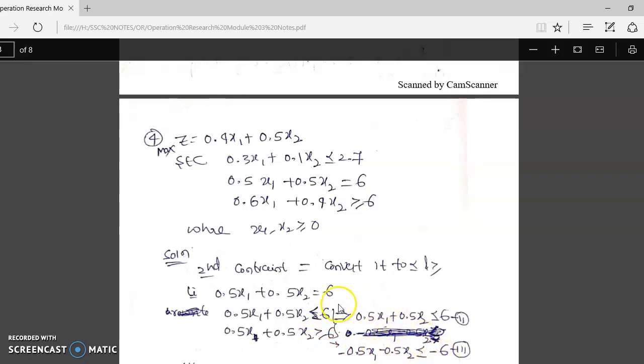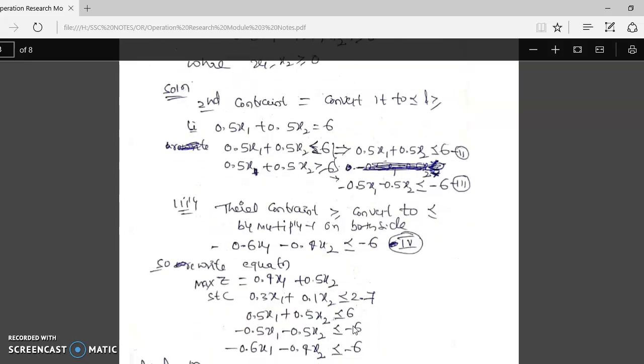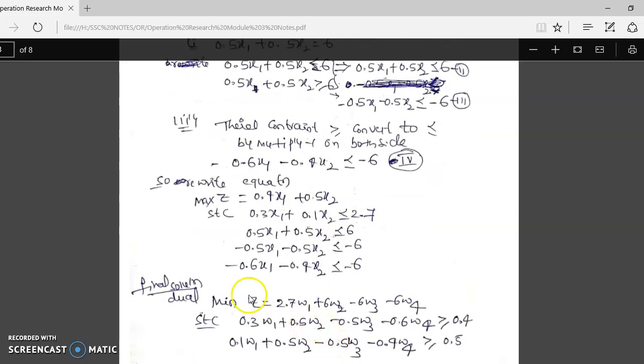So one equation is converted into two equations, that is, the second constraint is converted into the second and third. Then the third constraint is greater than, so make it less than by multiplying by -1 on both sides. Then rewrite the equations. One is as it is, the second constraint is converted into two equations, then the third constraint, which is greater than, is converted into less than. Then apply the dual steps and get the solution.